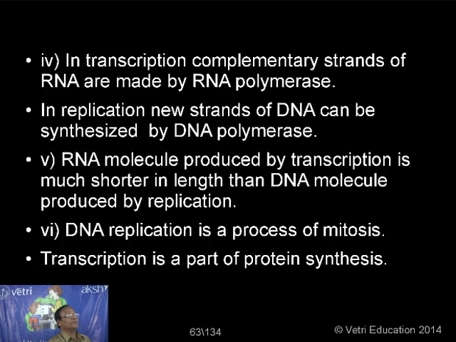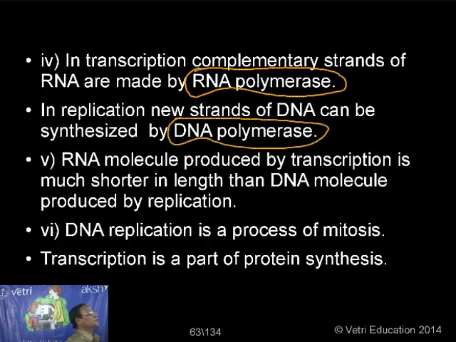Now the fourth difference would be the enzyme. Normally the synthesis of mRNA, the complementary strand of DNA, is made by RNA polymerase enzyme. So simply, the enzyme involved in the process of transcription to form mRNA is RNA polymerase. But in the case of DNA replication process, the enzyme that is involved to produce copies of DNA is DNA polymerase. So the enzyme itself differs. In transcription process, the enzyme required is RNA polymerase. For replication process, the enzyme required is DNA polymerase.